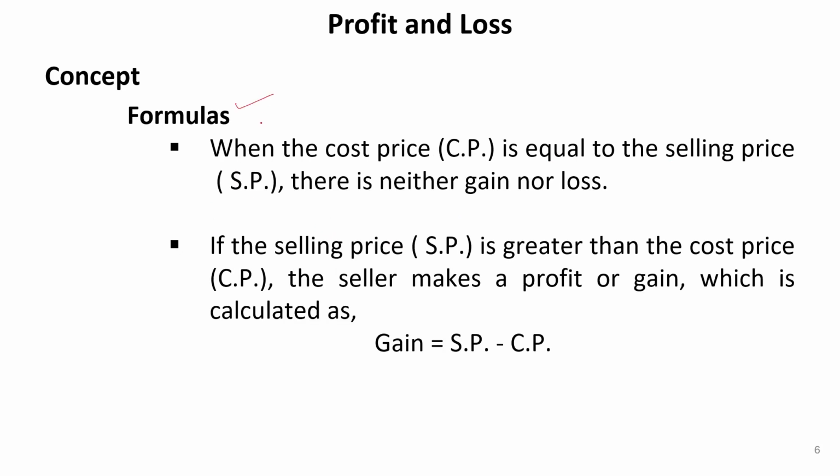So let's see all the formulas. When the cost price CP is equal to the selling price SP, there is neither gain nor loss, because selling price minus cost price will be equal to 0. If the selling price is greater than the cost price, then the seller makes a profit or gain, which is calculated as gain equals selling price minus cost price.